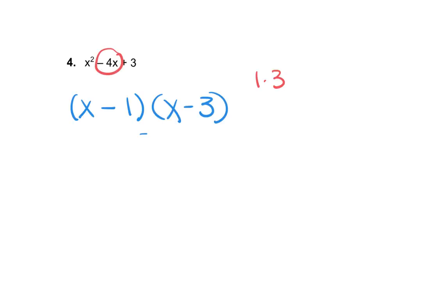All right, so I ended up having x minus 1 times x minus 3. And notice that we had the negative 1 times negative 3 equals a positive 3. And then the negative 1 times x is negative 1x, and negative 3 times x is negative 3x. And then that's how we made up that negative 4x in the middle.